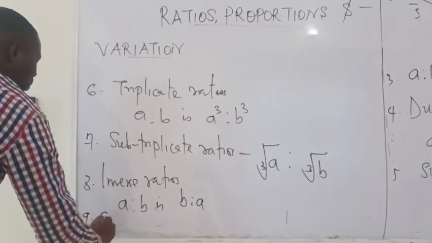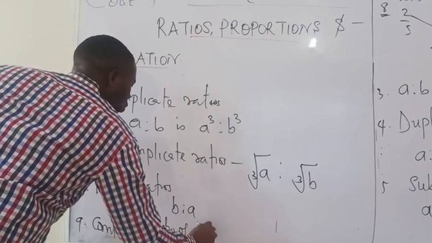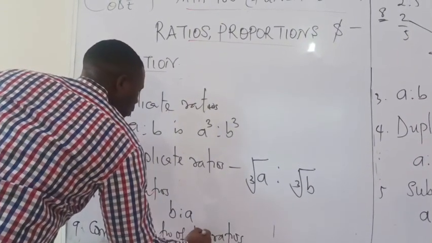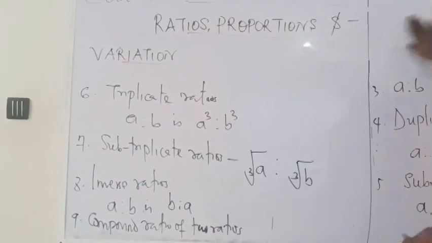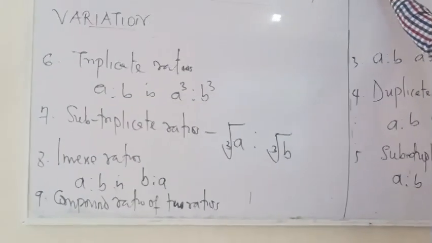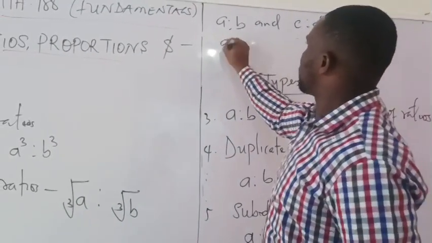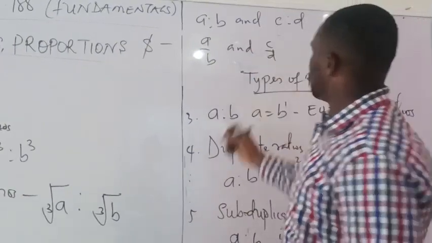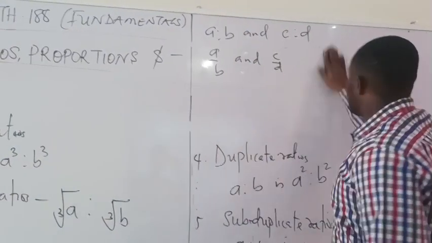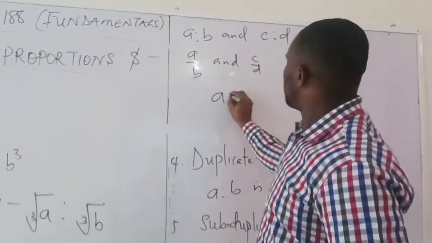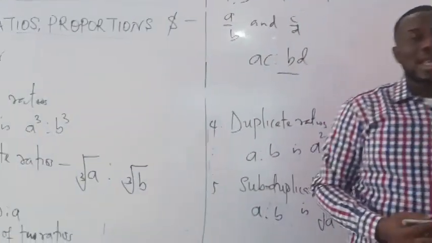Compound ratios of two ratios. So this implies if I give you two pairs of ratio, let's say for instance ratio A to B, and I give you another ratio C to D, we could write this as A over B and of course C over D. So the compound ratio of these ratios will be written as ratio AC to BD. And of course these are the types of ratios.